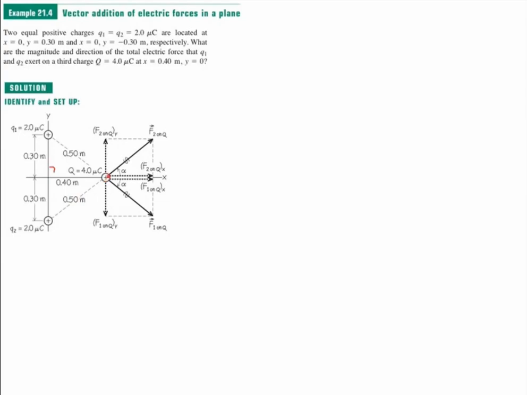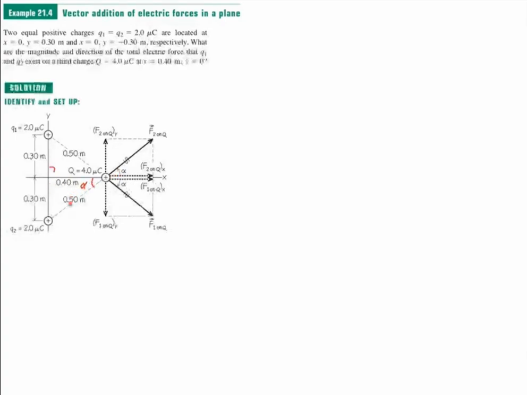Now let's consider the free body diagram of the charge Q. There are two forces acting on it. One's a repulsive force from Q1. That force acts along a line connecting the two charges, as shown here by this arrow. And there's a similar repulsive force due to Q2 that acts along the line connecting them, as shown here. If this angle is alpha, then this angle is alpha, and we can get this angle because we have the sides of this triangle.